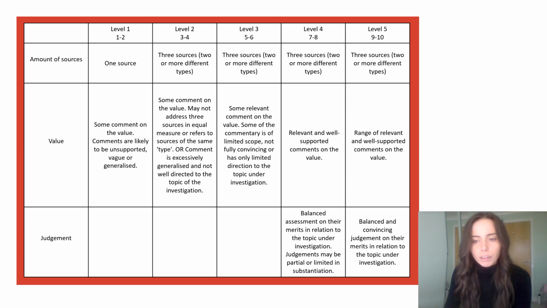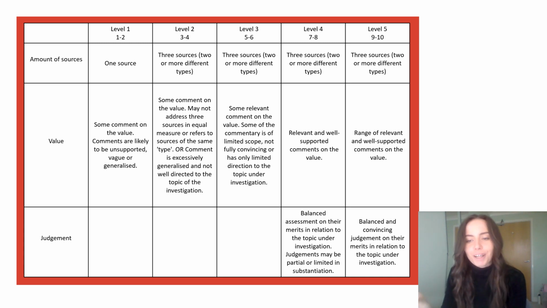The bit of the mark scheme I really want to draw your attention to is the difference between level 1 and 2. Level 1 says 1 source, level 2 says 3 sources. And what that means is that if you analyse 1 or 2 primary sources, you cannot get above level 1, which is 2 marks out of 10. No matter how strong your analysis is, no matter how compelling your information is about that source, if there's only 2 there and there's not 3, you are only getting 2 out of 10. So you need to really commit yourself to knowing the fact that you have got to analyse 3 primary sources.